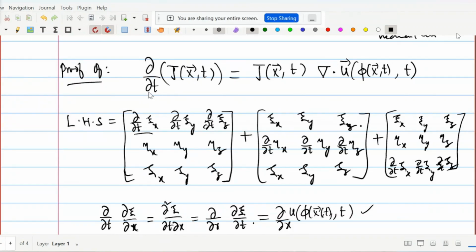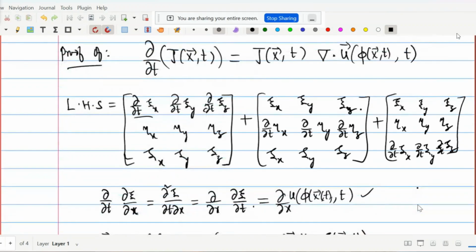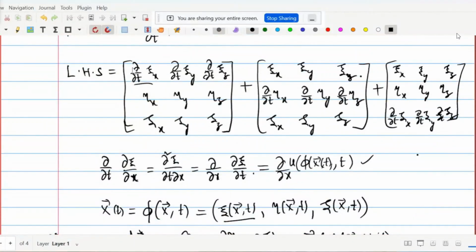Now you are applying ∂/∂t. So ∂/∂t means you apply it first to every element in your first row, plus now you do it for the second row, and then the third row. So what did we do here? Consider simply one element in the first row, ∂/∂t of ∂ξ/∂x. Assuming the flow is smooth in the spatial variables as time moves, you can rewrite this as a mixed derivative. Mixed derivatives are the same.